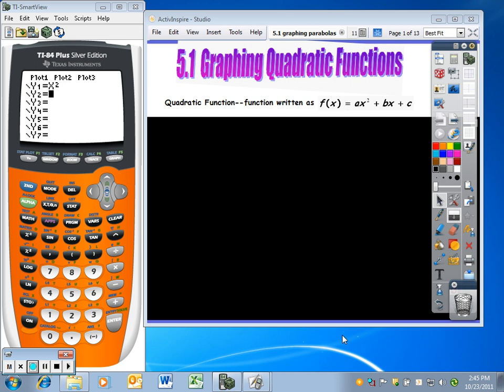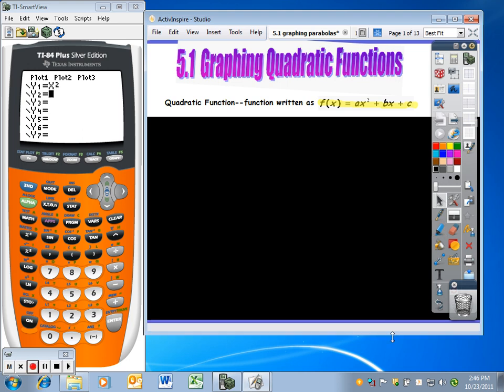Today we are going to learn about quadratic functions. A quadratic function has a standard equation in which there is a square involved instead of just a linear term. As you can see, the standard form of a quadratic function is y equals ax squared plus bx plus c. That would be considered a quadratic function in standard form.